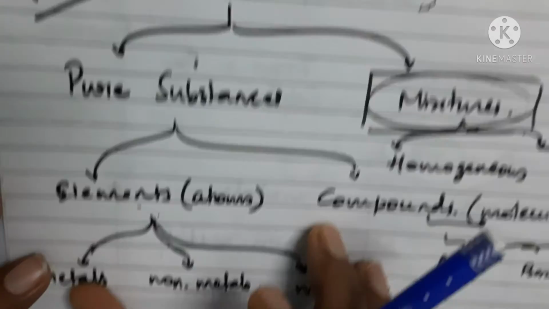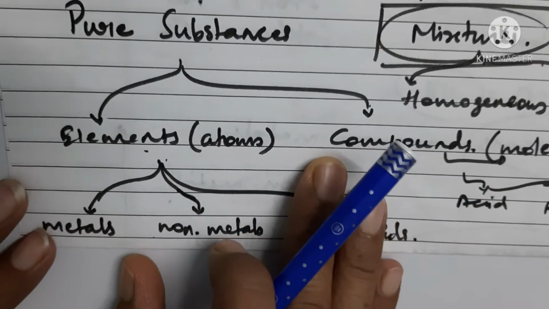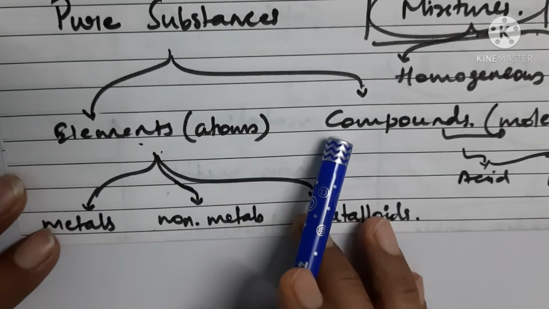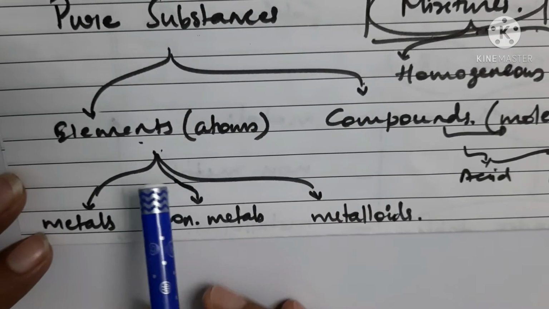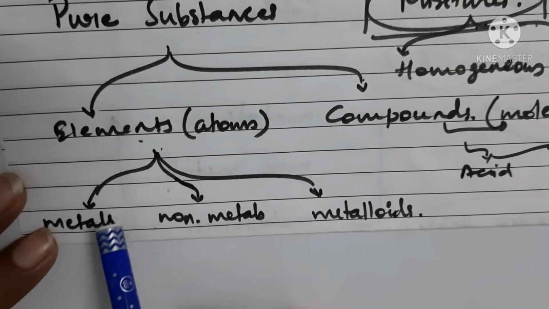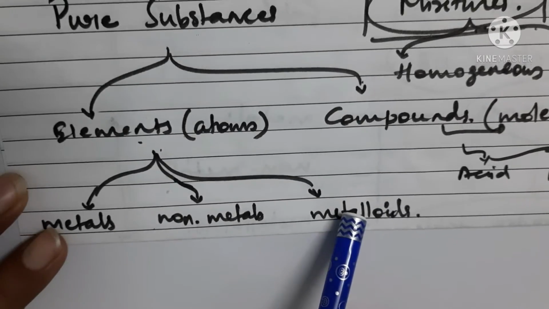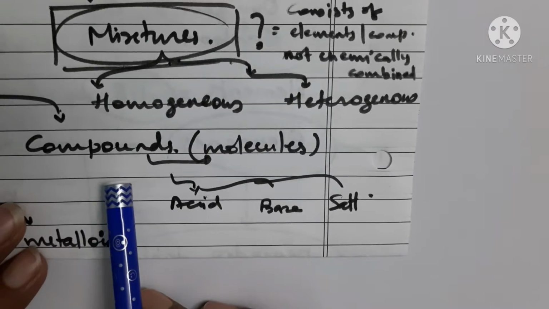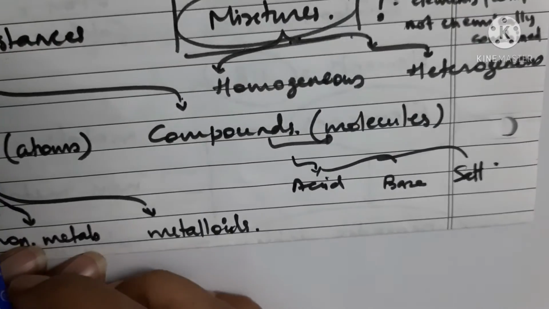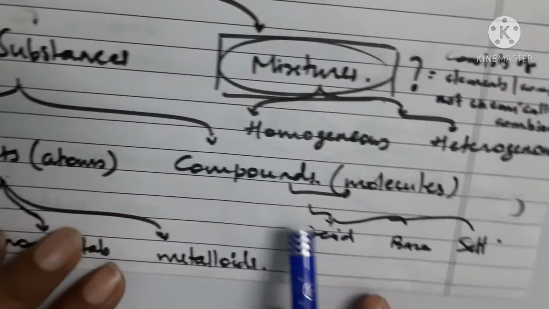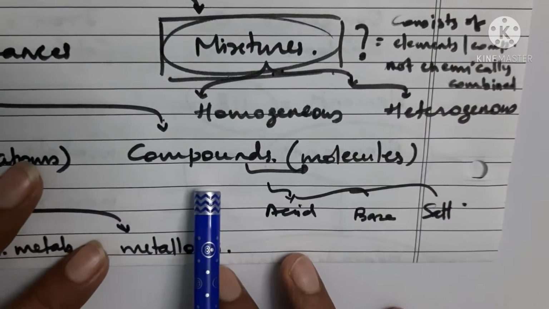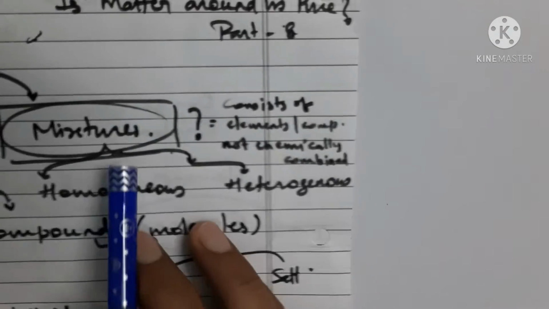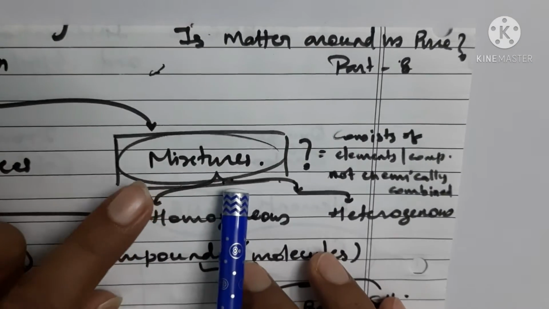We have completed all the parts of pure substances. We have seen that pure substances can be classified into elements and compounds, and that elements further can be classified into metals, non-metals and metalloids. We have also seen what compounds are, what the basic properties of compounds are, and how they are different from elements. We have understood that compounds can also be classified into three groups: acids, bases and salts. And now we are going through the sessions of mixtures.